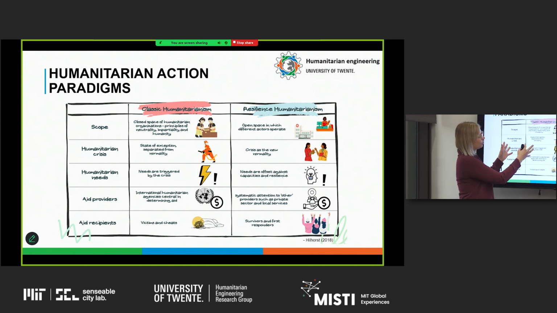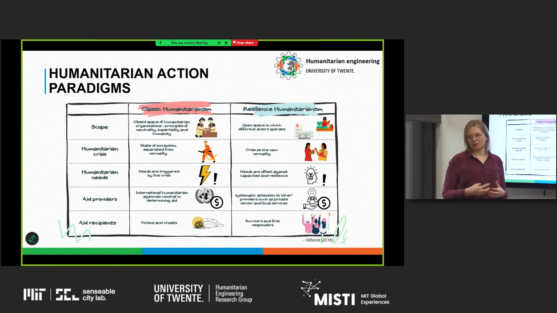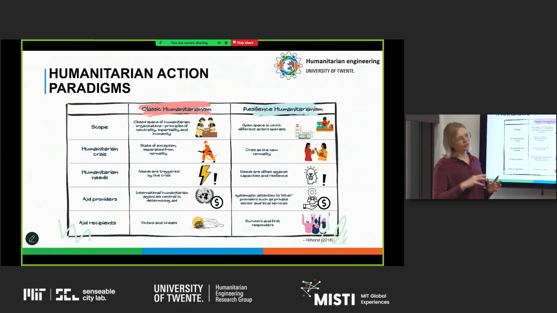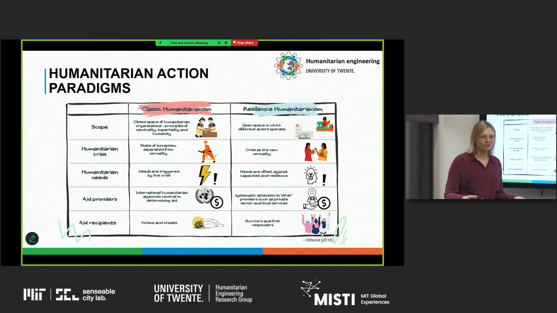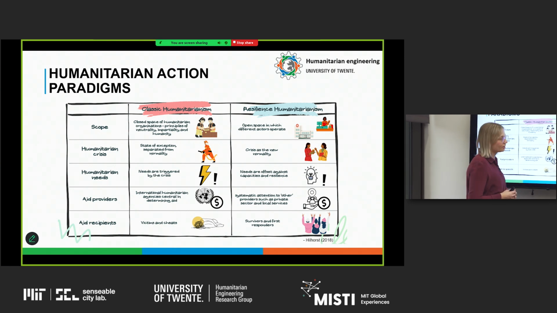We used to have a more classical perspective, which was really much based on principled action, where we worked mainly with the humanitarian stakeholders, so mainly international NGOs, whereas we see a shift towards more resilience humanitarianism, where we see it more as an open space with actors, especially local actors, also acting in delivering aid, delivering humanitarian assistance. That also led to us redefining what a humanitarian crisis is.